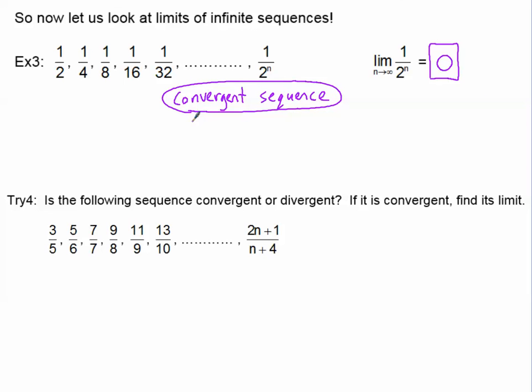A sequence will either be convergent or divergent. Convergent, the limit exists. Divergent, of course, then, the limit does not exist. So because the limit of this sequence, or at least this rule for the sequence, existed, then it is a convergent sequence. So given that and the techniques we've already learned today, why don't you do try 4?